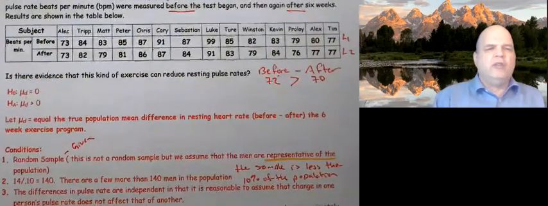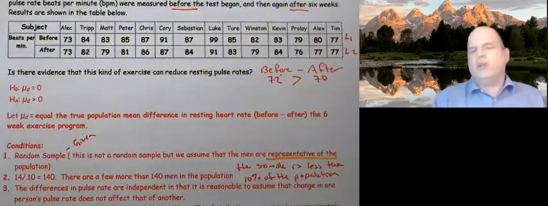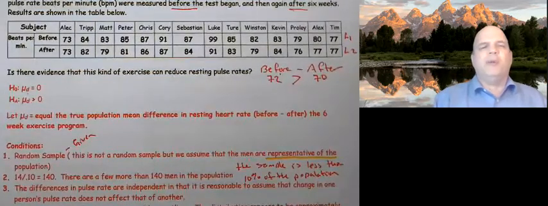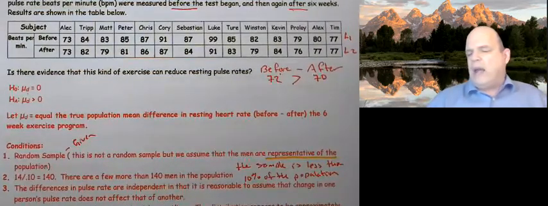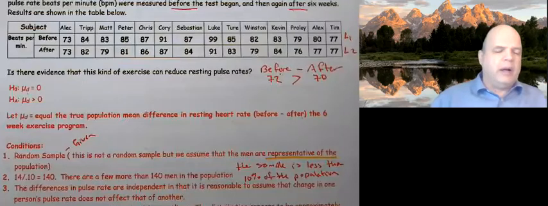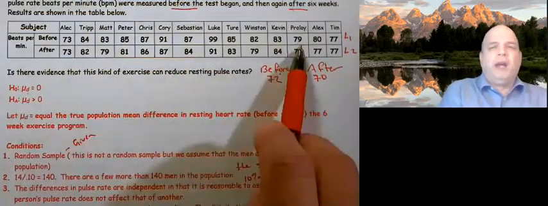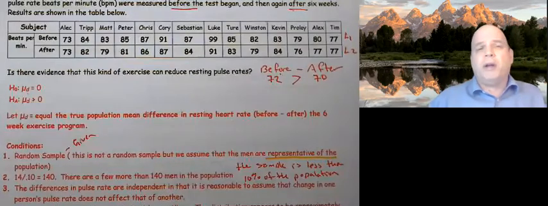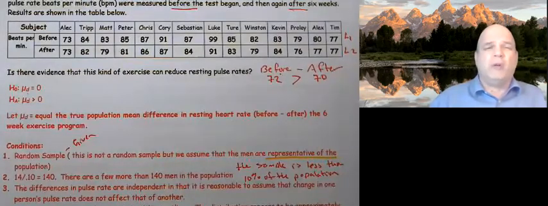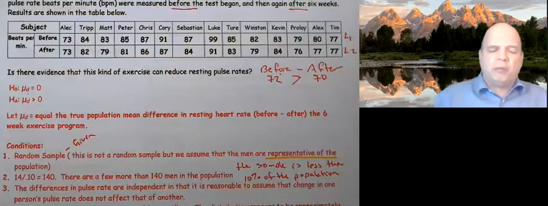All right, the next thing is normality. And unfortunately, with normality, we have three ways to go about it. They can tell us it's normal, which they didn't, or we can have 30 separate pairs or more, and here we only have 14 pairs. So it's not normal by central limit theorem. So the next thing I have to do is I'm going to have to do a box plot.